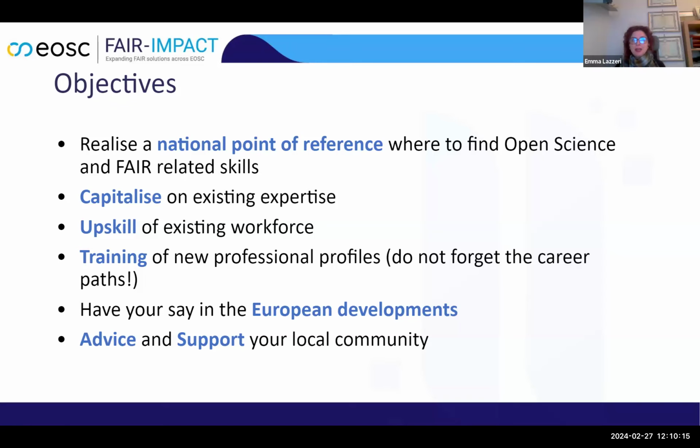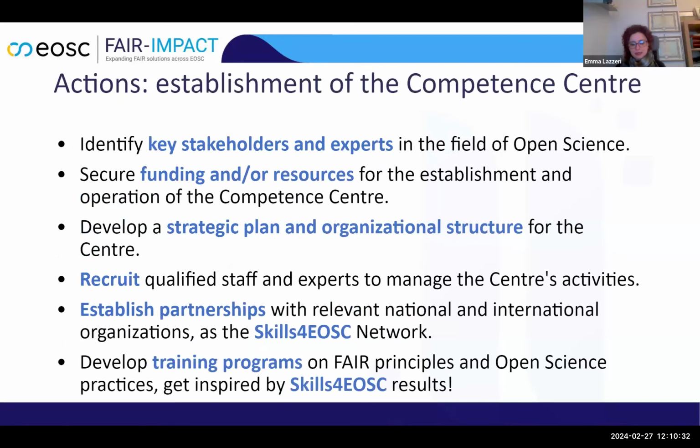By becoming a point of reference in your community, you can also be stronger in having your say in the European developments related to skills, and you can both advise and support your local community in open science related activities. What could the actions be for your competence center?